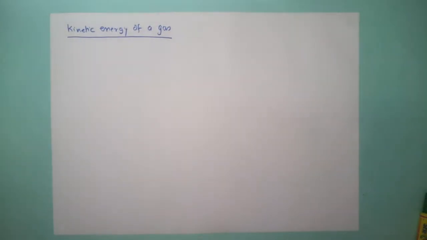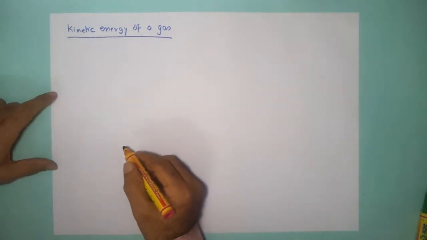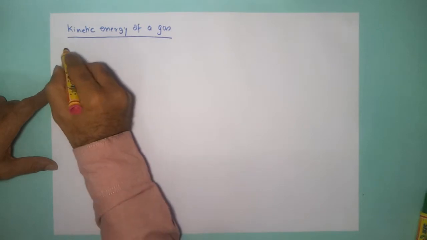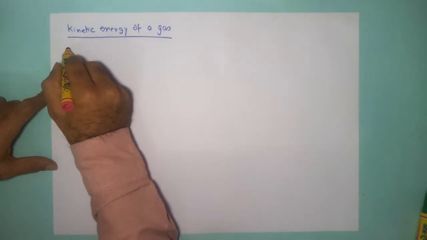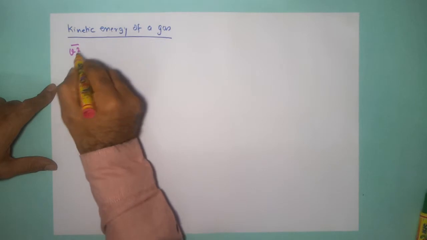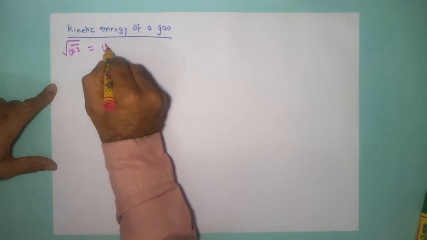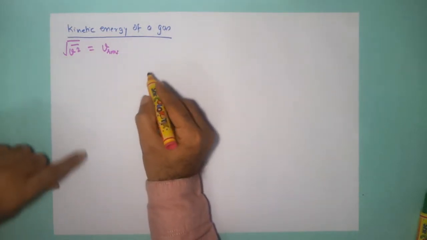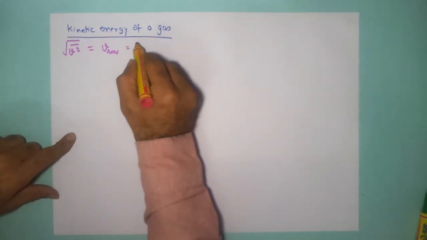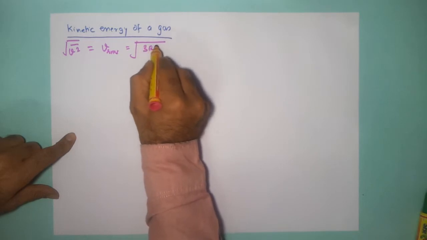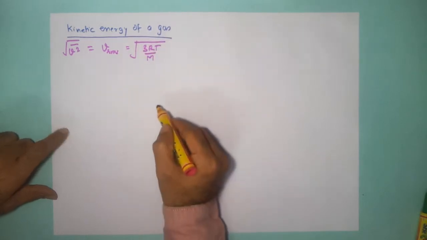Okay, so after having a discussion on the kinetic interpretation of temperature, here we're going to continue that discussion and move towards understanding kinetic energy of a gas. To sum up what we discussed, we had arrived at this equation: the square root of V square bar is known as VRMS, root mean square velocity, and that is equal to the square root of 3RT by M.